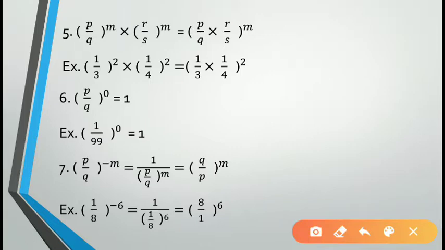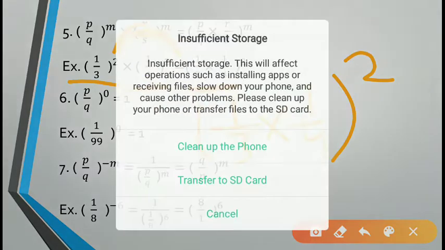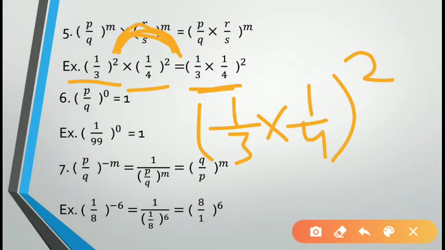Suppose I am taking one rational number 1/3 and another rational number 1/4, and both the powers are the same too, say 2. So how will we write? We write 1/3 into 1/4 together and the power is the same, so we can write 2 only. Why are we not doing 2 into 2? Because both the powers are the same, so we can write it one time only.